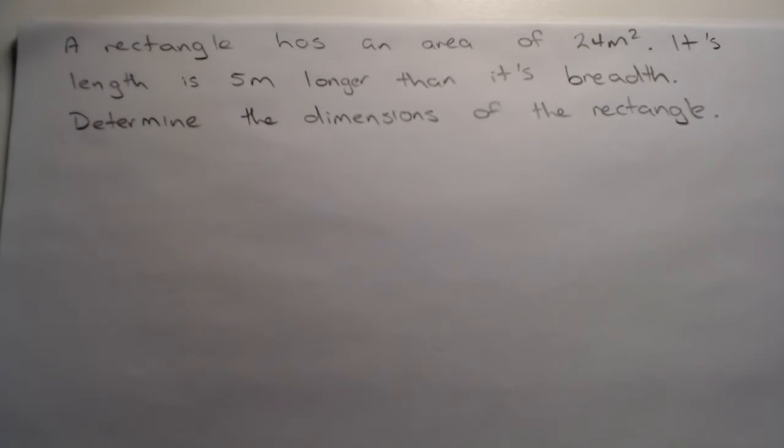Alright, so in this problem we're going to look at quadratic equations, and we're going to use quadratic equations in order to solve a problem. Okay, so here we've got a problem. We've got a rectangle with an area of 24 meters squared. We're told that its length is 5 meters longer than its breadth, and we need to determine the dimensions of the rectangle.